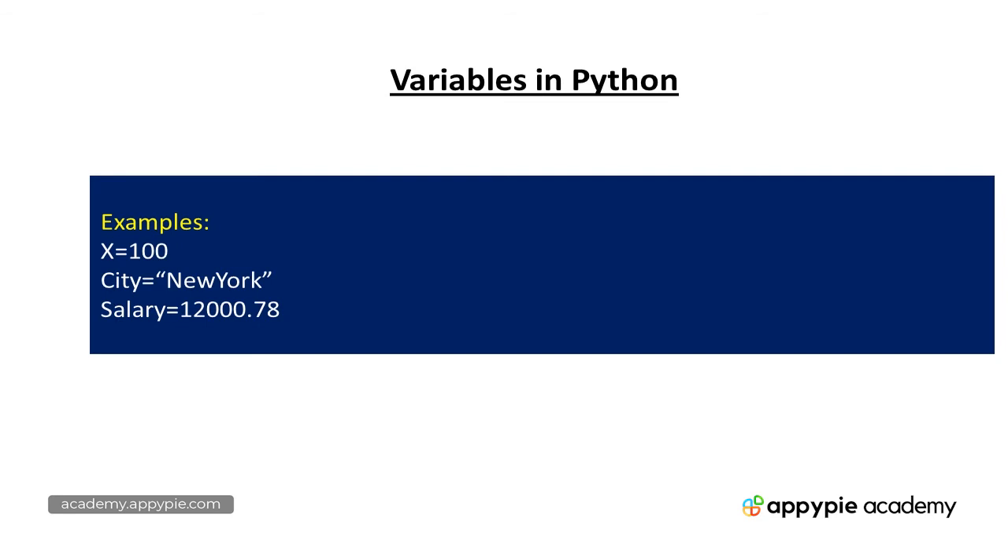Examples: x = 100. Now x is a variable. It is being assigned a value 100. As 100 is an integer value, the data type of x will be assumed to be integer.